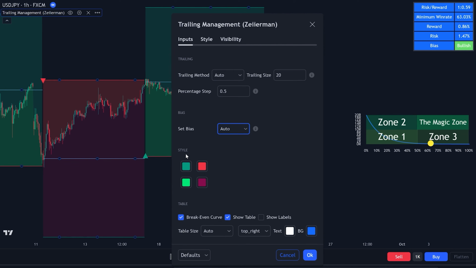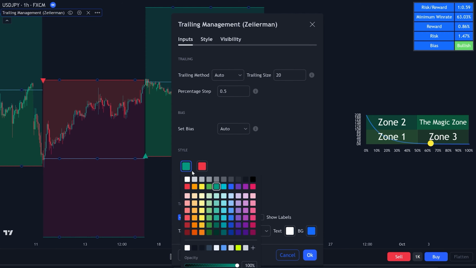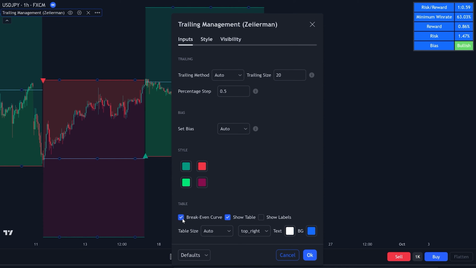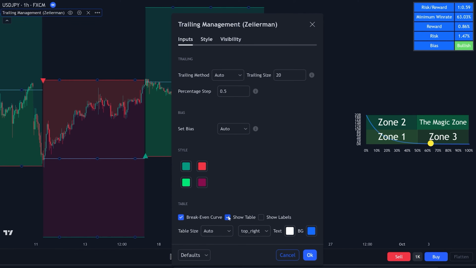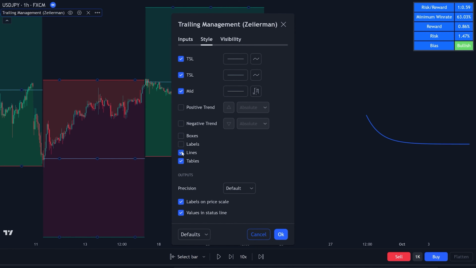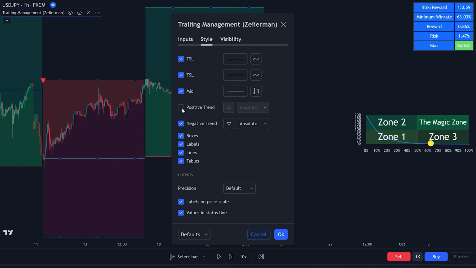If you prefer, you can change the style colors, modify the color settings to improve visibility, or to match personal preferences or chart themes. You can choose to enable or disable the break-even curve as per your preference. You can choose to enable or disable the show table option as per your preference. Same with show labels. You can choose to enable or disable the option. Additionally, the style section includes options for positive trend, negative trend, boxes, labels, lines, and tables. Enabling or disabling these will affect how these elements appear on the chart. For this video, we're going to use the default settings.